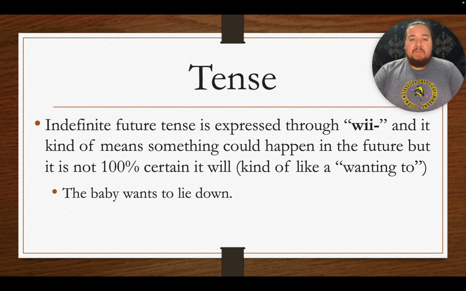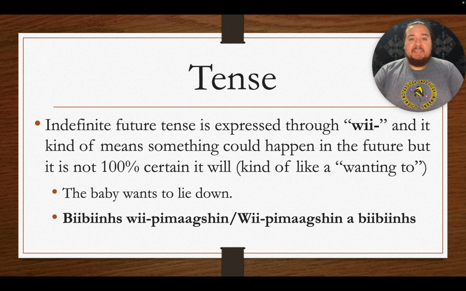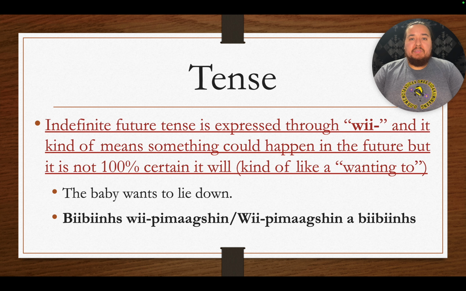We know the word for baby is bibis. Wants to is our indefinite future tense marker, we. And the word for lying down is pmakshin. So putting that all together, it's either bibis wipmakshin or wipmakshin a bibis. So those are both of our answers right there on the screen. Please record these in your notes before moving on. All right, let's move on.